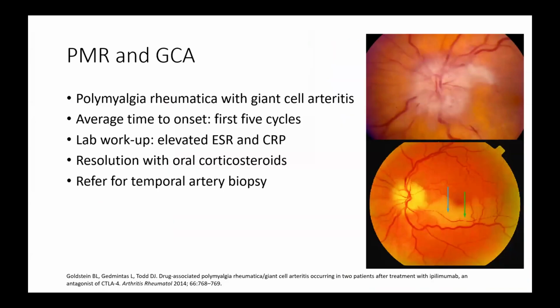PMR, or polymyalgia rheumatica, and giant cell arteritis should also be in your differential. The average time to onset is within the first 5 cycles. They will have the characteristic elevated ESR and CRP. Sometimes they present with a retinal vasculitis leading to an occlusion or a BRAO, and sometimes they come in with edematous pale optic nerves. Refer for temporal artery biopsy, and resolution with oral corticosteroids on taper has been reported.